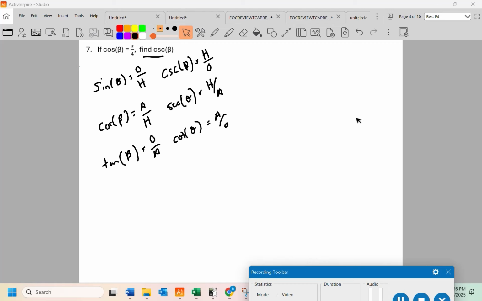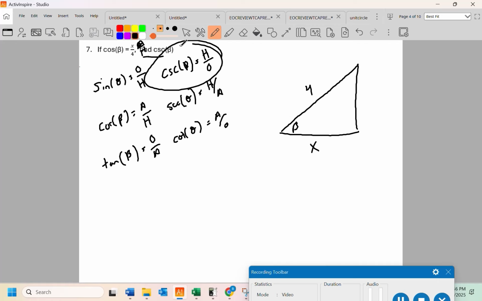So I'm going to draw, just because it'll stimulate the neurons in my head. And I'm going to throw beta in the corner. And I know that cosine is adjacent over hypotenuse. So next to this thing is the x, and the hypotenuse is the 4. To do cosecant, I got to have hypotenuse and opposite. So I'm going to do a little Pythagorean theorem over here. a squared plus b squared is c squared. So here's my a, here's my b. x squared plus b squared is 4 squared. x squared plus b squared is 16.